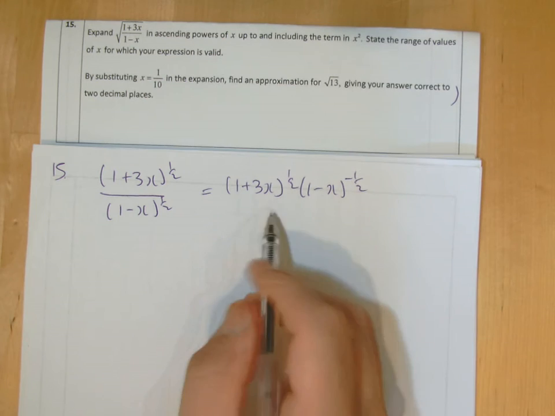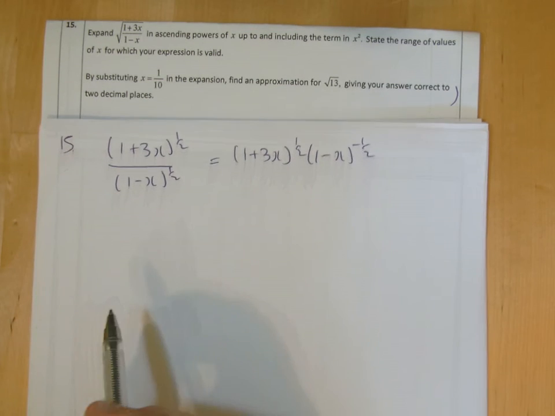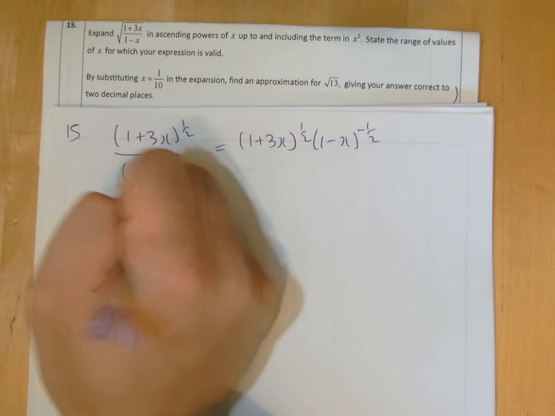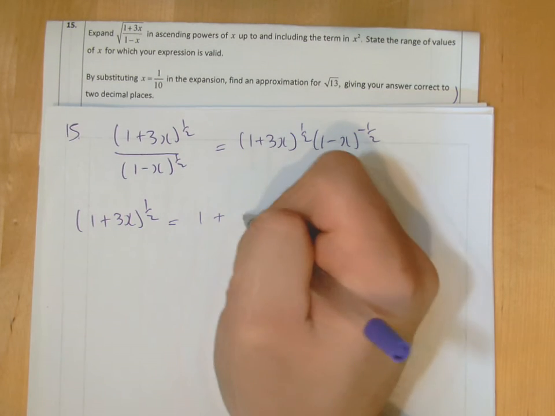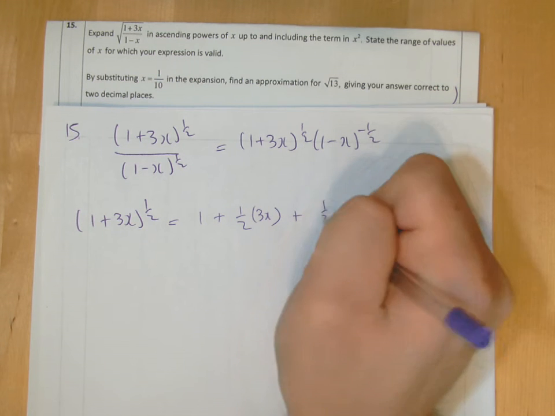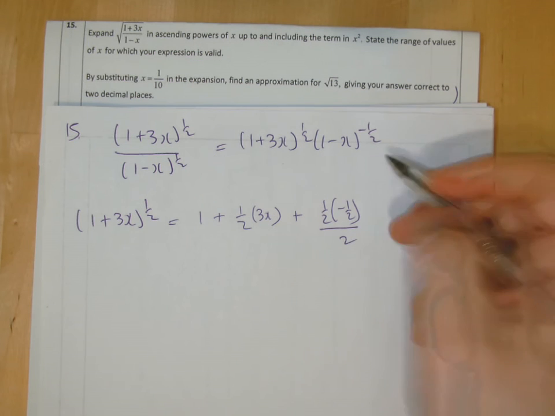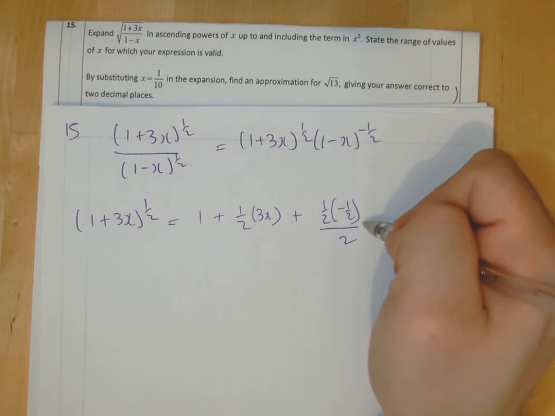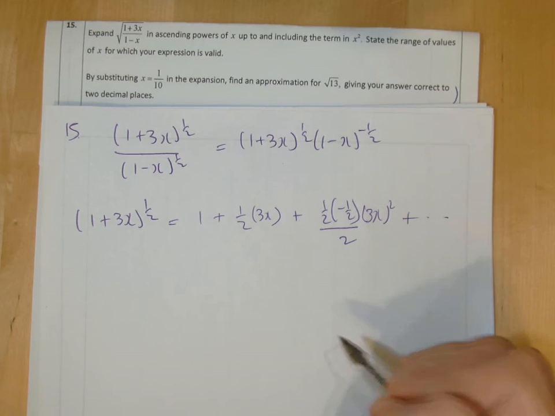Okay, so sort that out like that. We'll expand both of them, but we'll do them separately. So let's do this one to begin with: 1 plus 3x to the power half. Now that becomes 1 plus nx, using that formula, so that's nx, plus n minus 1 over 2 factorial, or 1 times 2, times 3x all squared. We only have to go up to x squared.